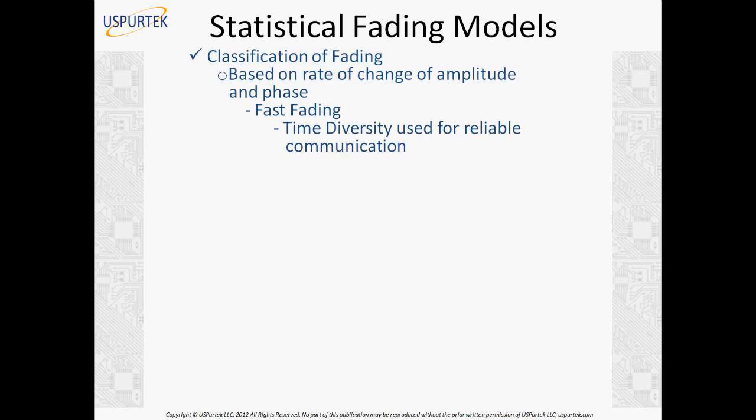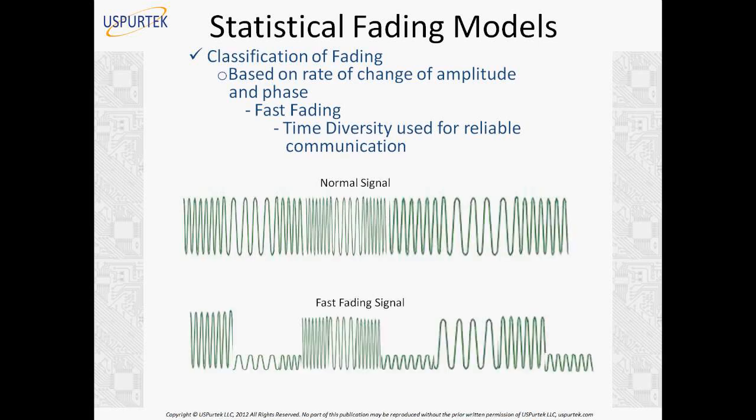Then there is fast fading, where the signal could be changing quickly, like suddenly it drops and suddenly it rises up. Now, this type of fading of course has its own uses. You could use time diversity for reliable communication.